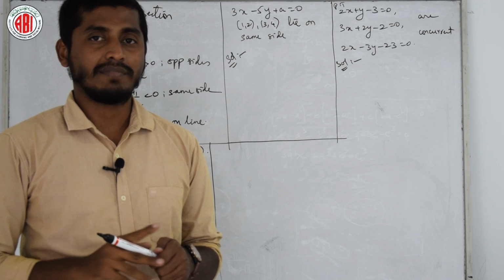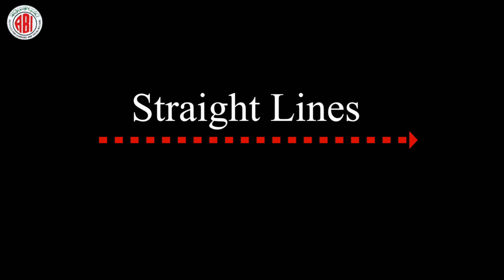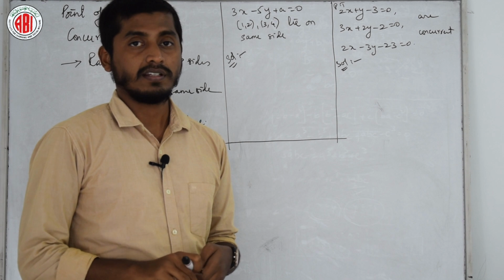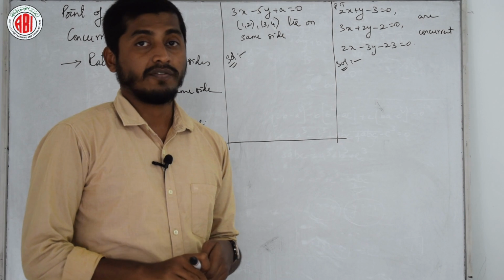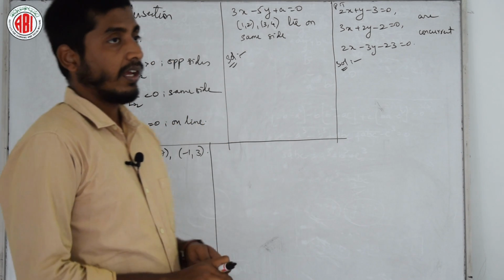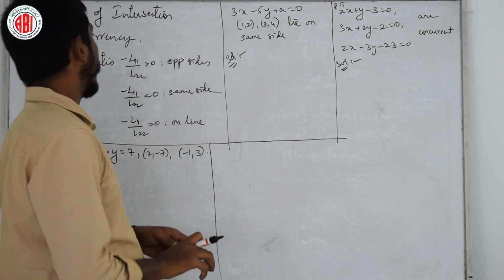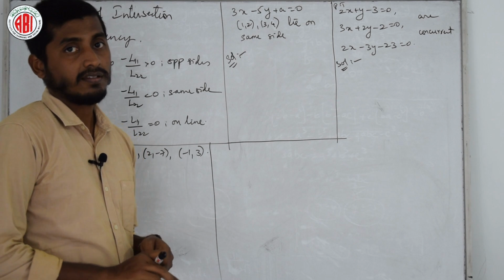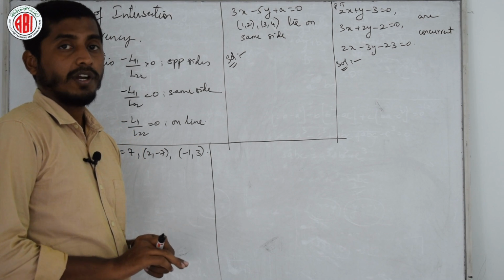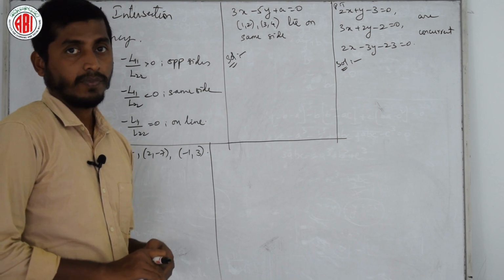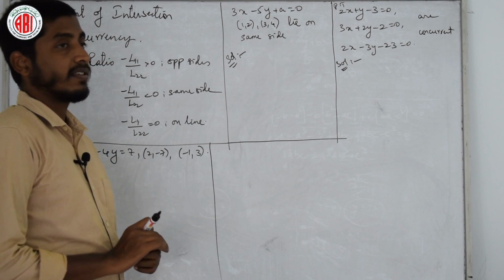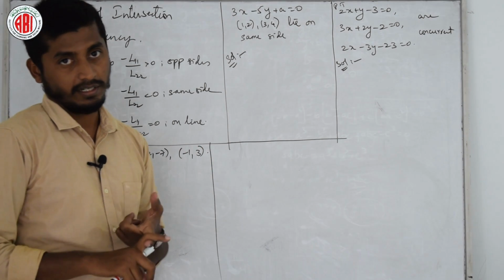Hello everyone, welcome back to our straight lines concept. Here, till now we have discussed different equations and the different forms of straight lines. And today we are going to discuss a new topic, that is how to find a point of intersection of the two lines and what happens if more than two lines intersect at a point.